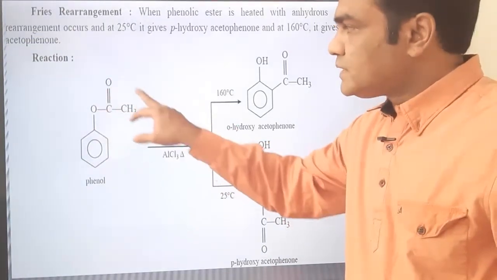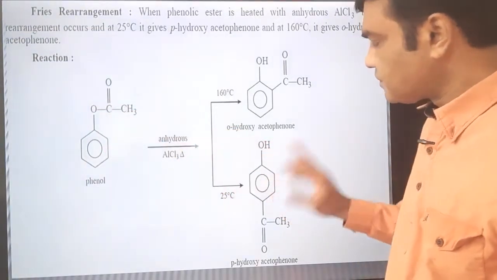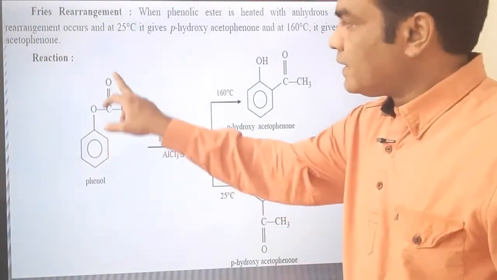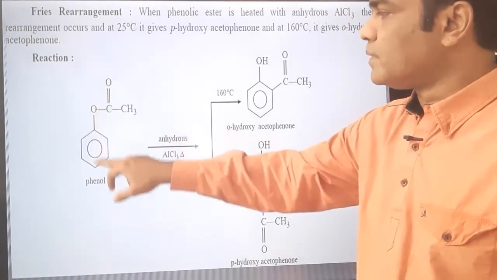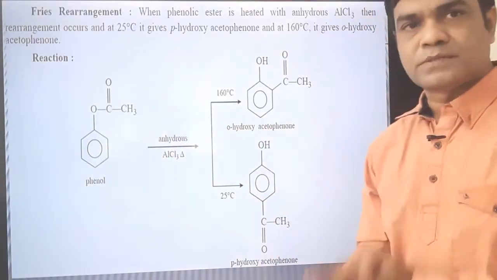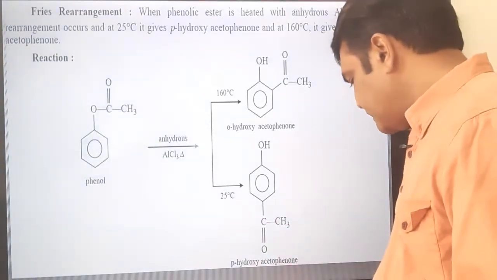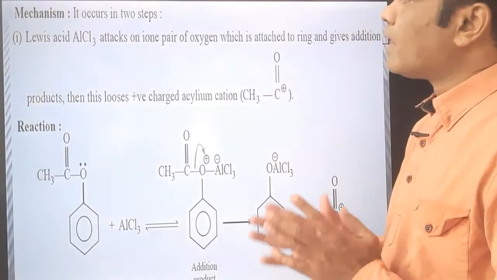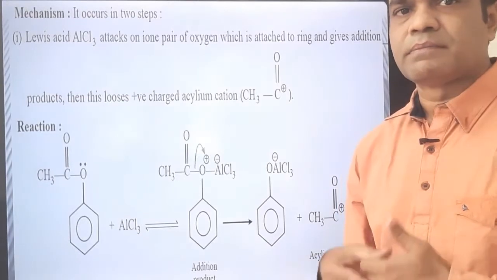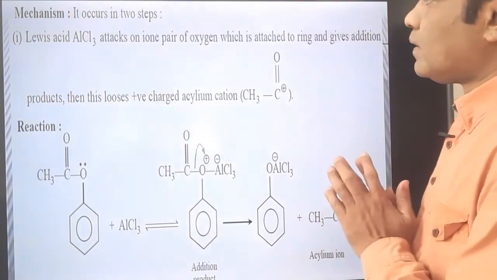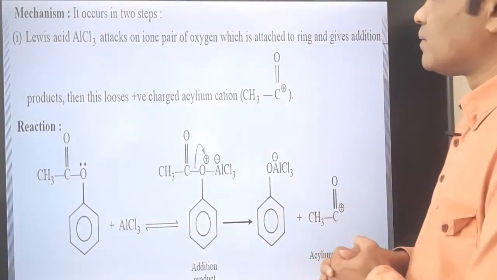What happens here? Only this acetyl group is migrating, and the hydrogen from the ortho position goes here for our convenience. And similarly the acetyl group moves to the para position, and hydrogen from the para position of the benzene goes to the oxygen, just for understanding purposes. Now let us see its mechanism. There are two steps. Mechanism means the detailed study, the detailed path of the reaction. What happens in the first step? What is the role of aluminum trichloride? Let us see.